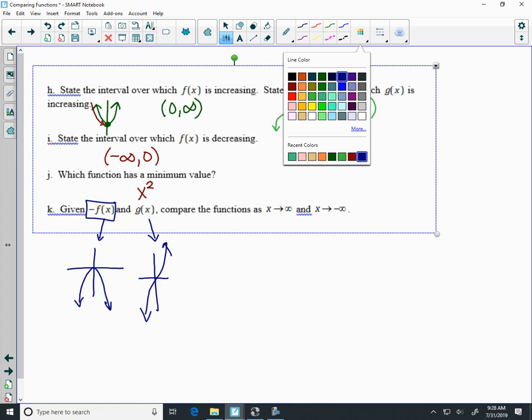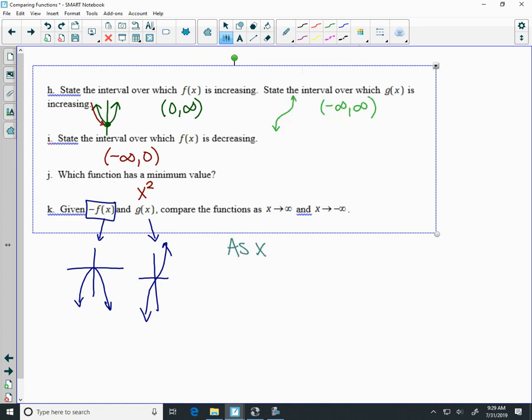The general shapes are really the things that you have to keep in your brain forever and ever. So as x approaches infinity, let's see what's going on. Negative f of x is going down forever. X cubed is going up forever. So g of x is going to be greater than negative f of x.